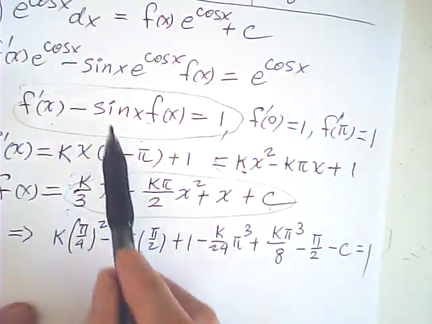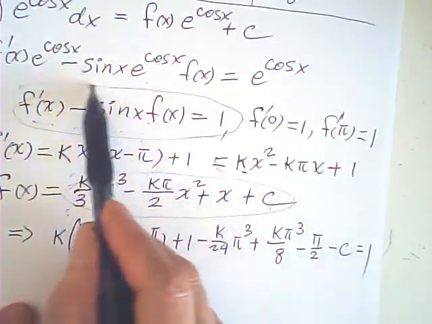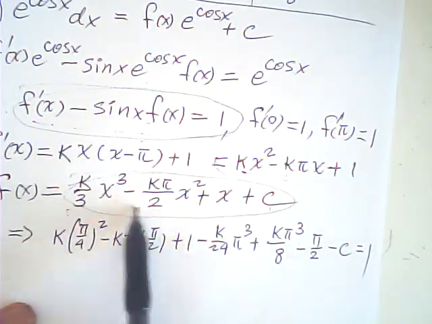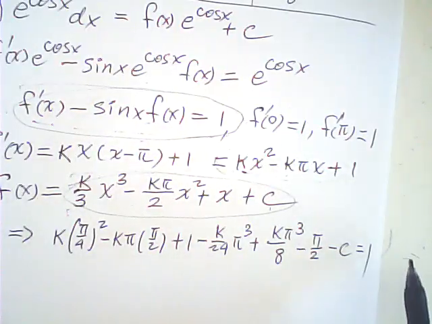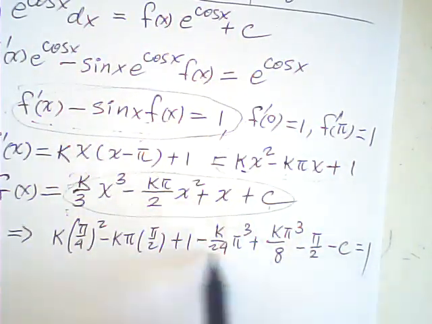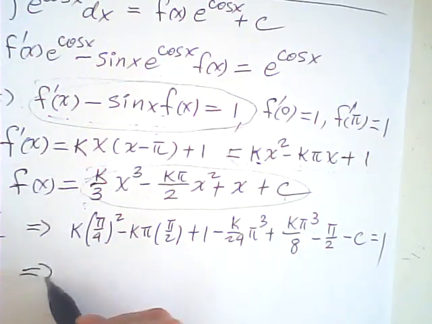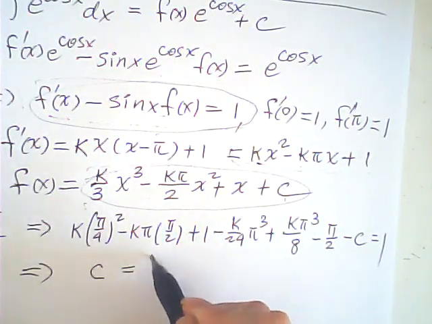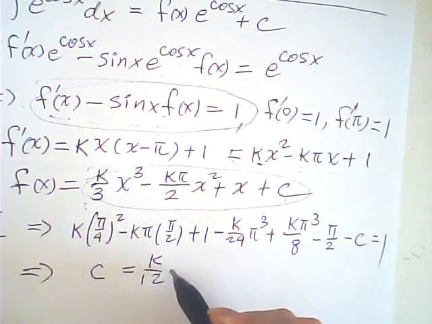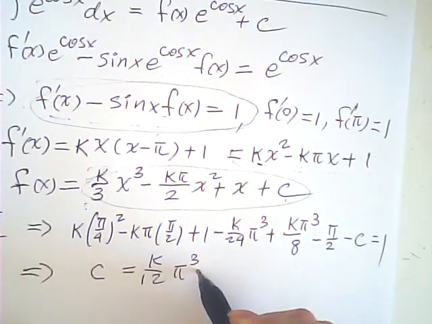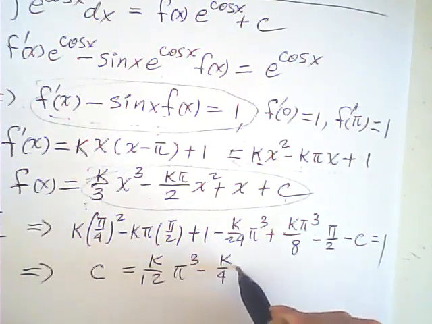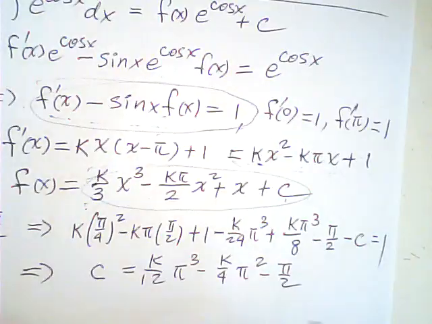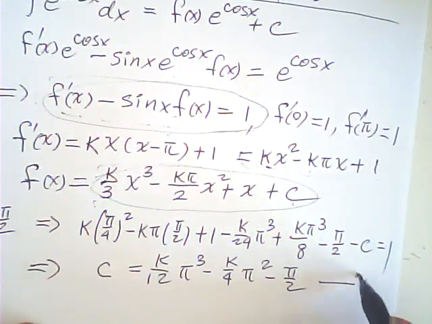So we use this equation by replacing this for f prime, and this one for f of x, when x equals half pi. So we get this. When we simplify, we get c is equal to k over 12 pi cubed minus k over 4 pi squared minus half pi. So we find c. This is equation 1.